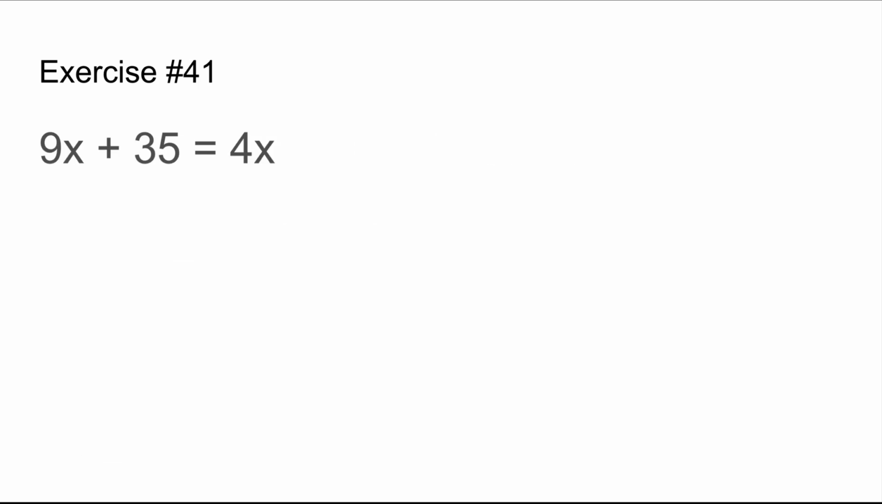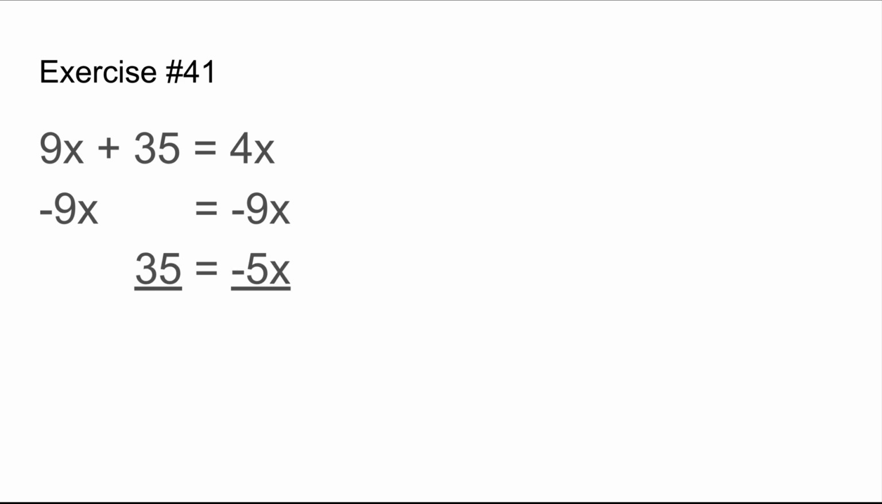41. Okay, this one's just a little different, but what is our goal? Our goal is to get x on one side of the equation and all the numbers on the other, so we can see exactly what x is equal to. So right now we have 9x on the left side of the equal sign and 4x on the right side. I'm going to move the 9x over to the right side by subtracting 9x on both sides.